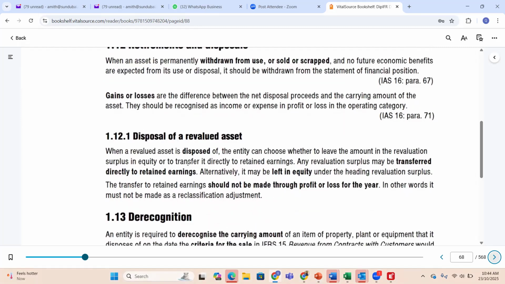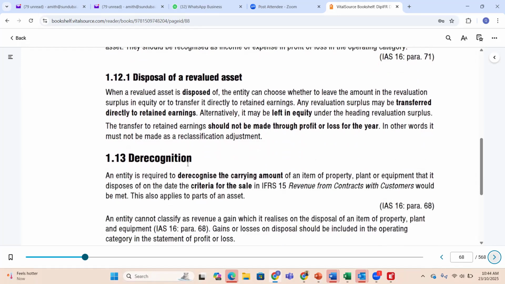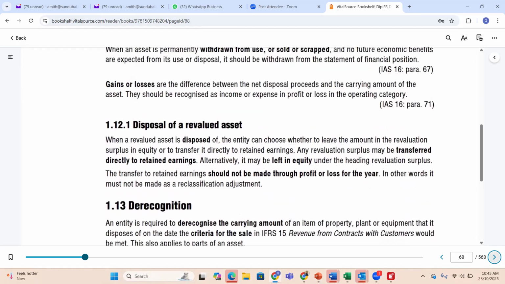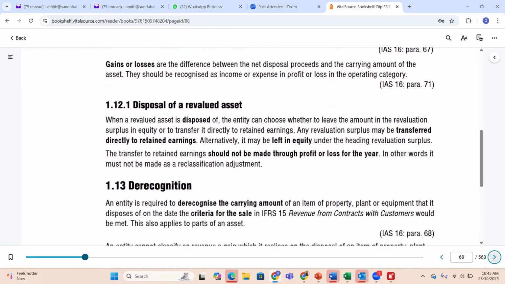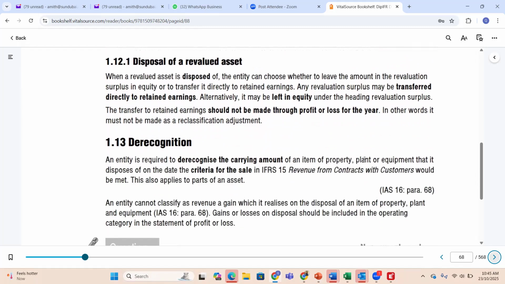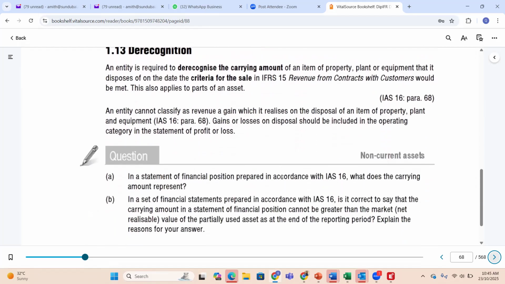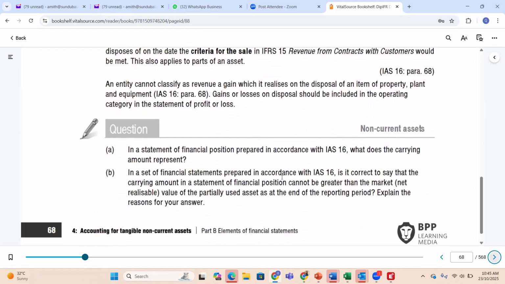Okay, then you can de-recognize. When do you de-recognize an asset? When you're selling it, correct? Now, de-recognizing an asset should follow the criteria for sale in IFRS 15. What is a sale in IFRS? When is a performance obligation satisfied? When the control is transferred, you can de-recognize from your block of assets. Okay, that is all. These are very simple questions.